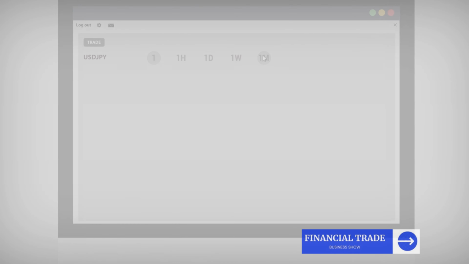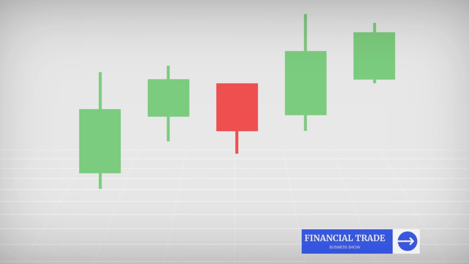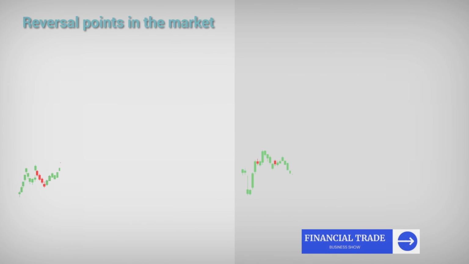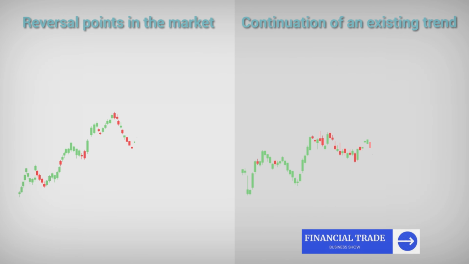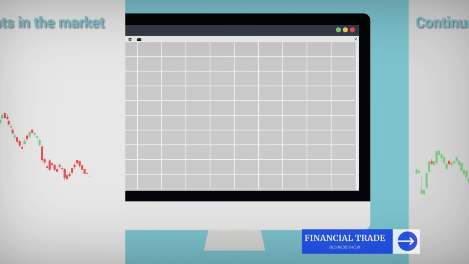Let's get started with identifying the candlestick patterns. Japanese patterns may include only a single candlestick or a series of several candlesticks, but no more than 5. Some of the patterns are meant to identify reversal points in the market, while others are intended to identify the continuation of an existing trend.